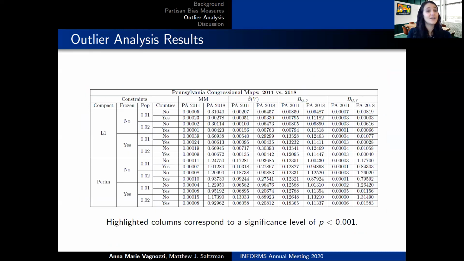First, let's compare the biased 2011 Pennsylvania map with the fair 2018 Pennsylvania map. We compared 2 alternative compactness constraints, and we looked at what happened if we froze the minority-majority district, what happens if we compare 2 different maximum allowable population differences between districts, and what happens if we respect county boundaries. These combination constraints are listed on the left of the table. And for each constraint combination, we conducted our test under each of the 4 partisan bias measures and on each map. And we generated between 250 billion and 1 trillion sample maps.